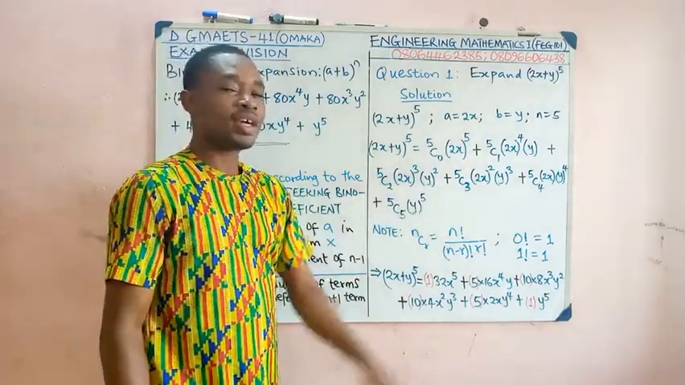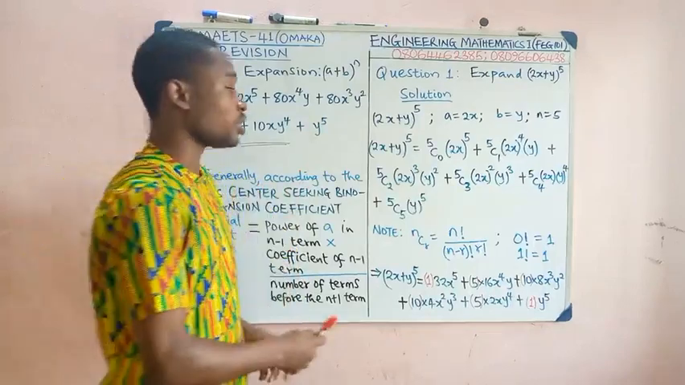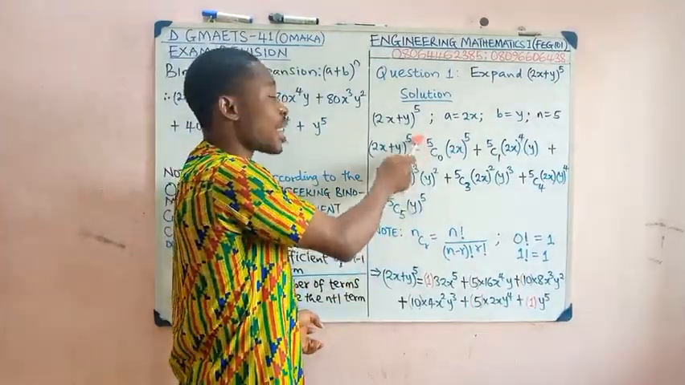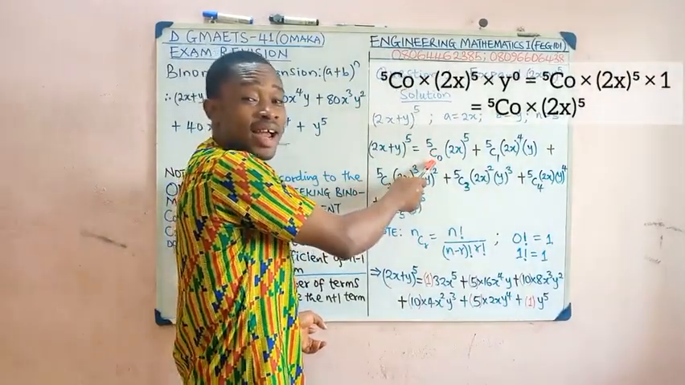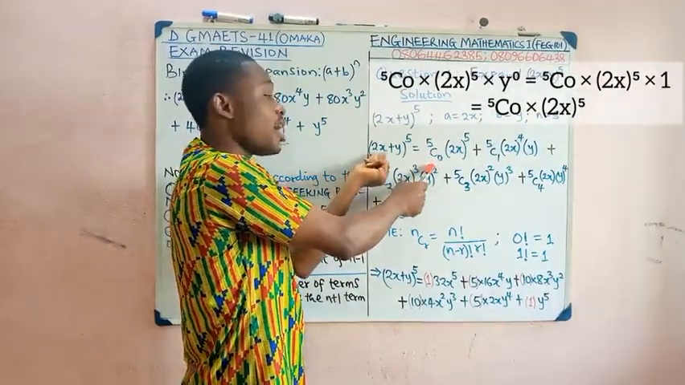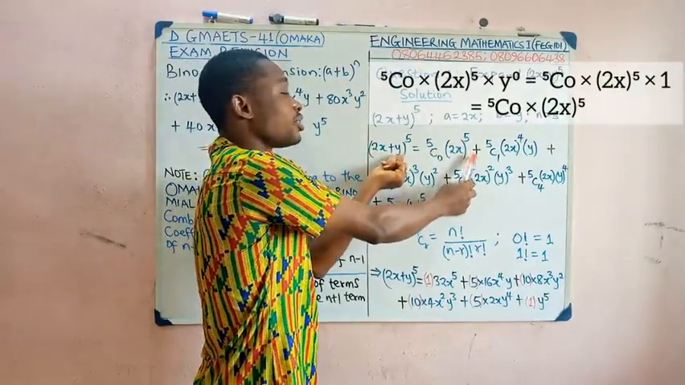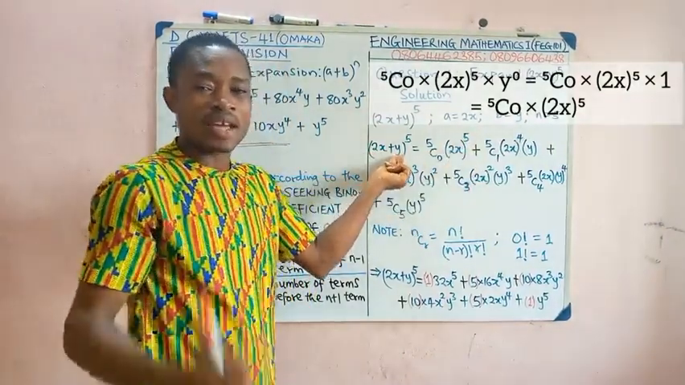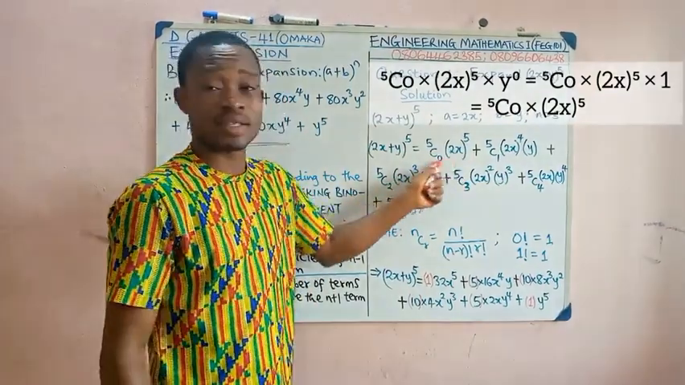But the expansion formula, you can work it out without memorizing. All you need to do is to understand this principle. So quickly watch. The first term is always n combination 0. So n here is 5. You have 5 combination 0 times 2x raised to the highest power 5 times y raised to power 0. That's the first term. y raised to power 0 will give you 1.